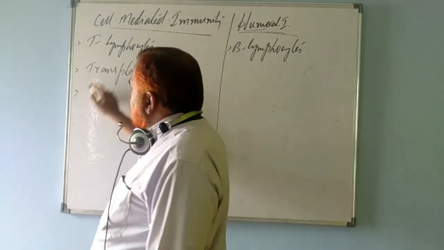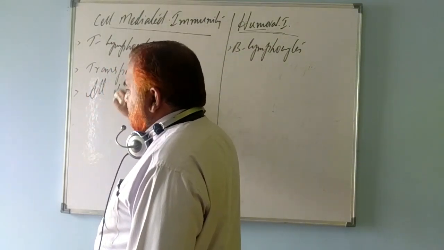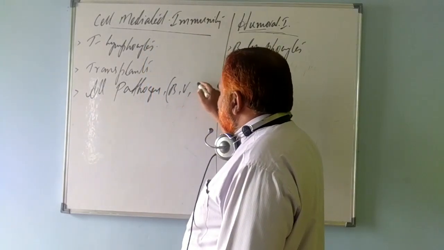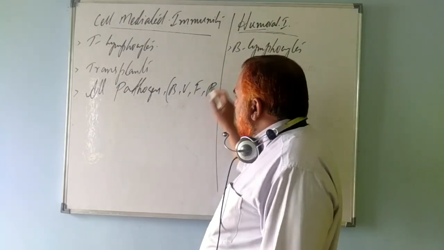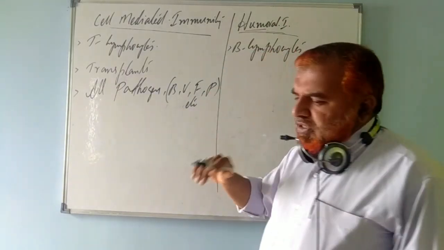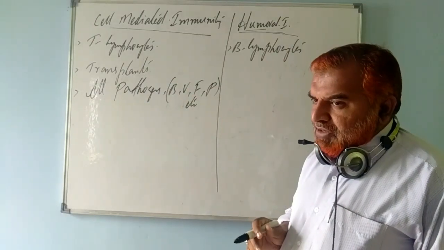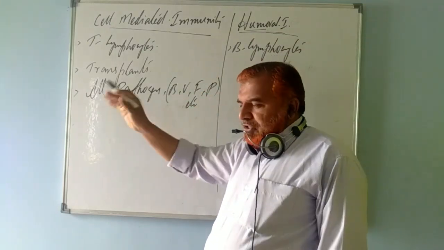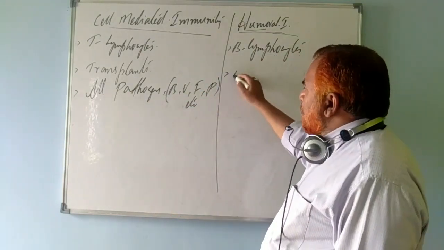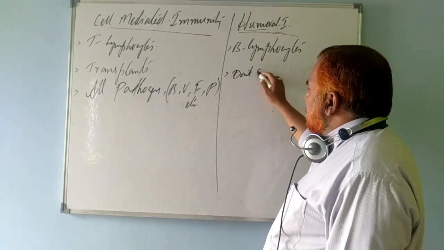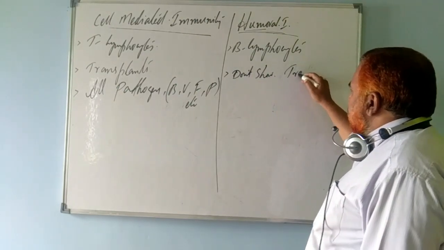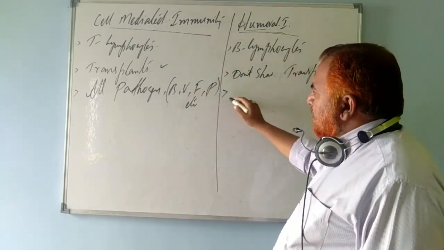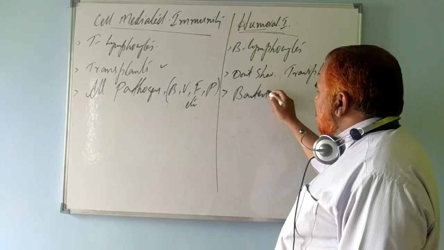Then this also shows immunity against all types of pathogens, including bacteria, viruses, fungi, protozoans, right, and others. Towards all pathogens, immunity will be exhibited in the body from T cells, or cell-mediated immunity. It shows immunity against all pathogens. Now here, humoral immunity does not produce immunity against transplants, right? Whereas here it shows against transplants. Here it shows immunity against only bacteria and viruses.